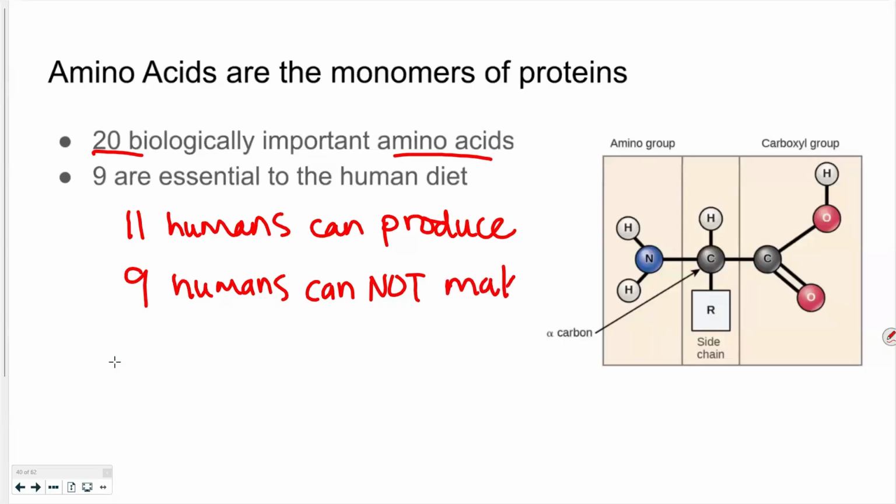So we have to get them from our diets. We have to consume them. Those are called our 9 essential amino acids, if you've ever heard of them.